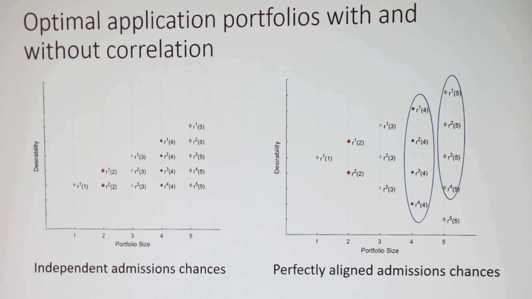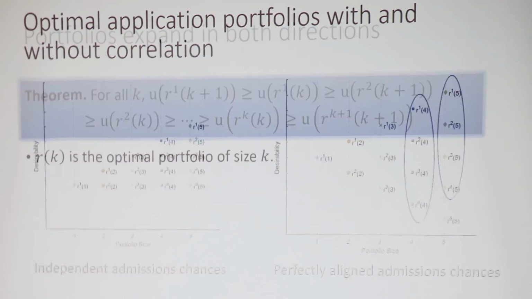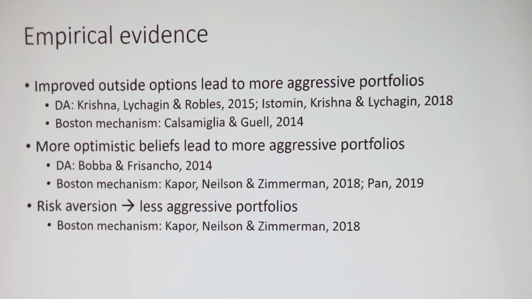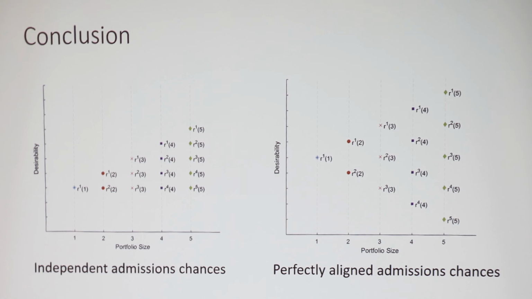When you choose your optimal 5 portfolio, you choose 4, and you have the safety of your 5th choice. When you choose your optimal 4, you don't have the safety. So that explains why optimal portfolios expand upwards. And I think I'm out of time, so I'll leave you with this picture once again.